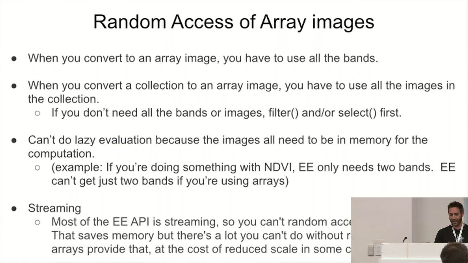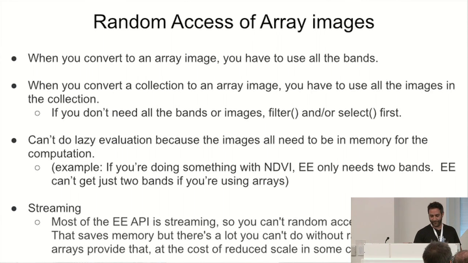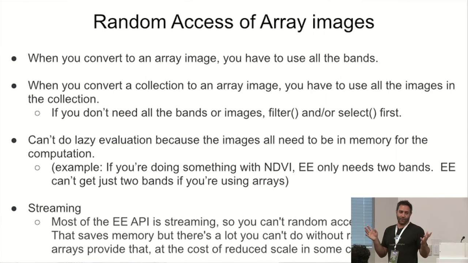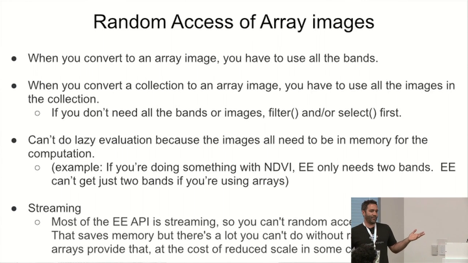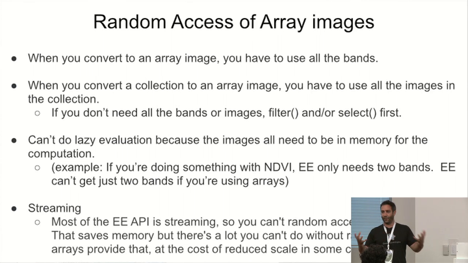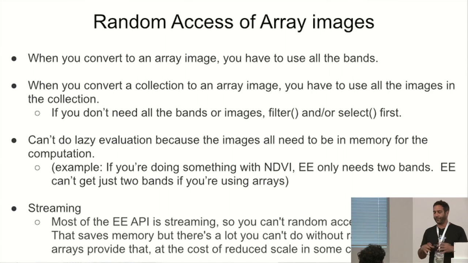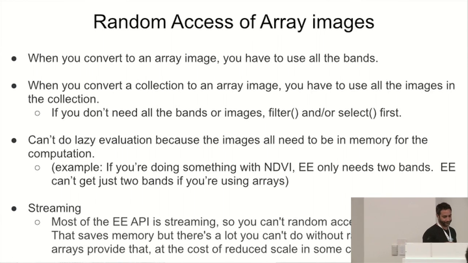And therefore, the example here is NDVI. If you're computing NDVI on an image, Earth Engine can say, oh, she just wants band 4 and band 3. Okay, so those are the only bands that are going to be in memory. If you compute NDVI from an image, an array image, all the other bands have to be in memory too.